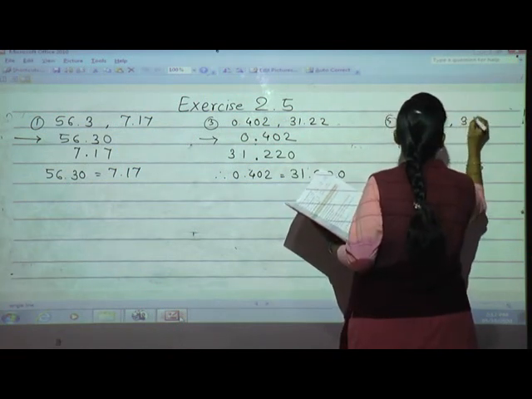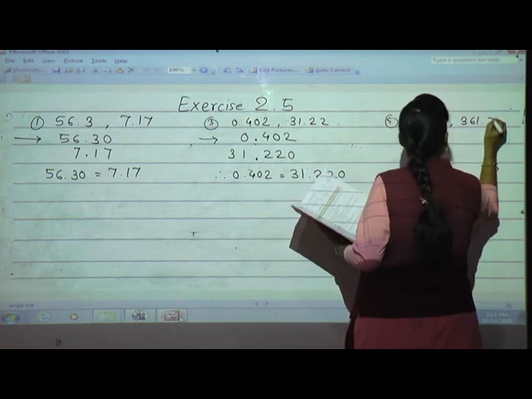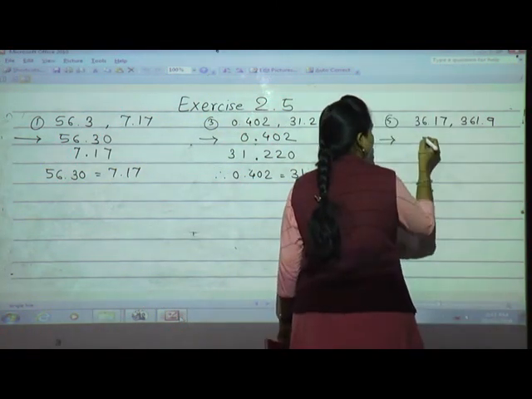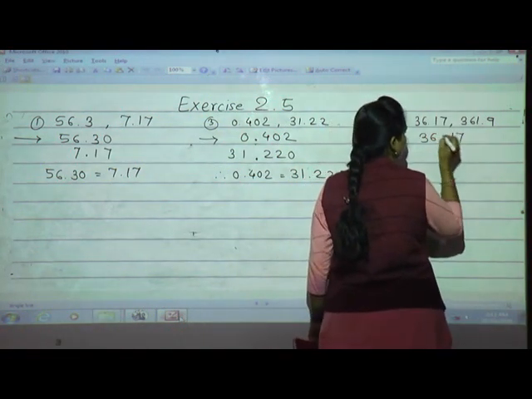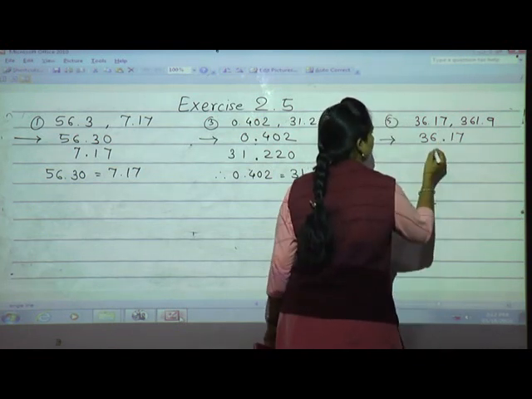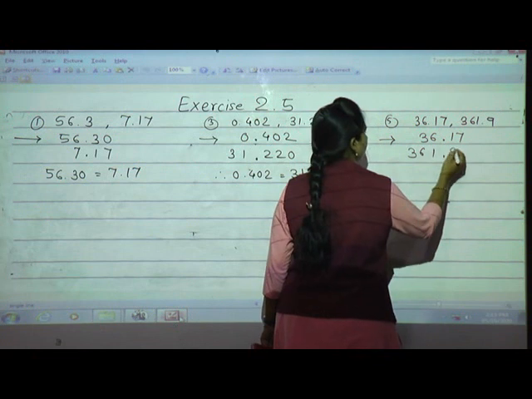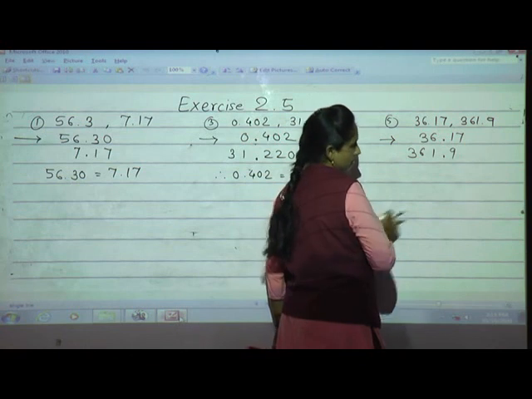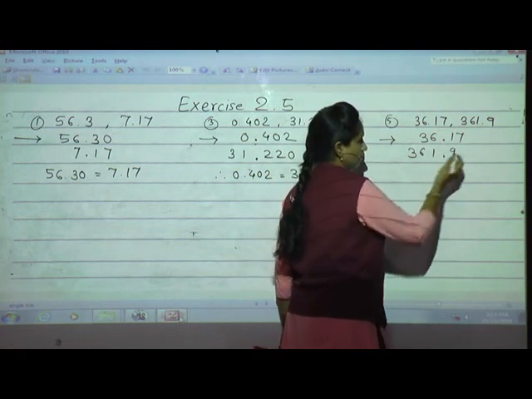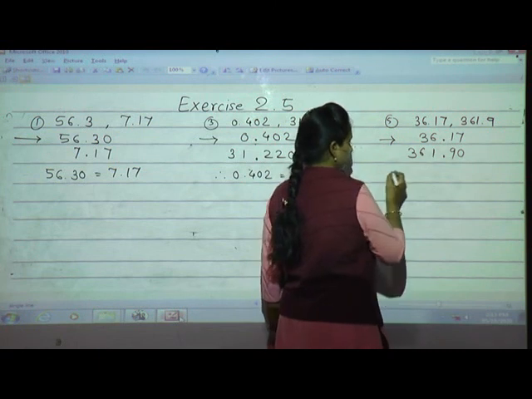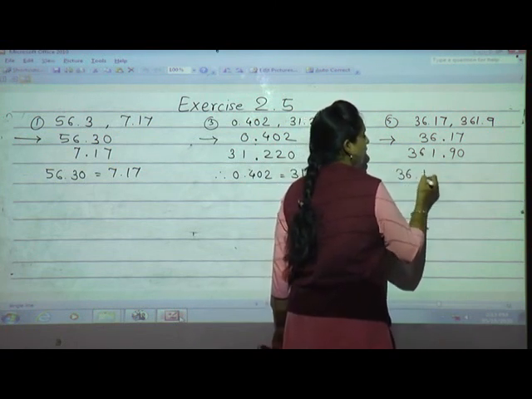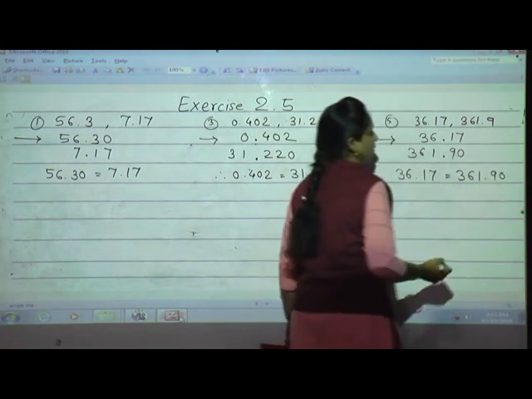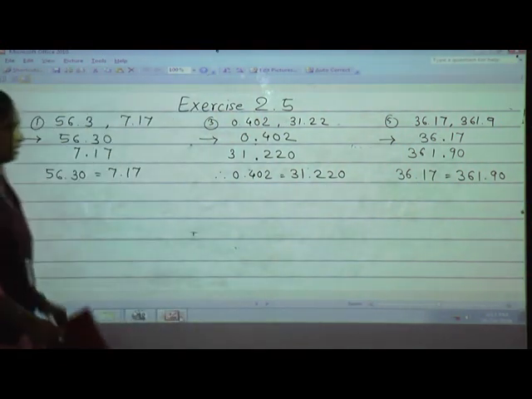36.17, 361.9. Now first write them one below each other with the decimal point. Now see, here in the first number 2 decimal places are there and here only 1 decimal place is there. So I can add 0 over here. So write once again 36.17 is equals to 361.90. Now they are like decimals.